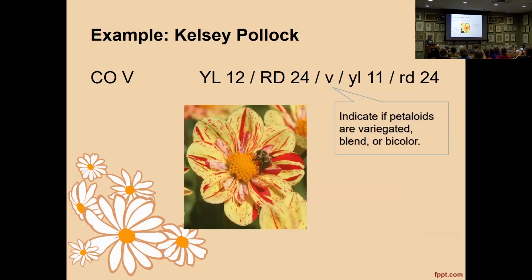Kelsey Pollock, a colorette variegated. So it's a yellow 12, predominant color, red 24, the variegation. Then the petaloids are variegated, so a lowercase v. And then the petaloid colors are yellow 11 and red 24. So that one's getting a little more complicated.